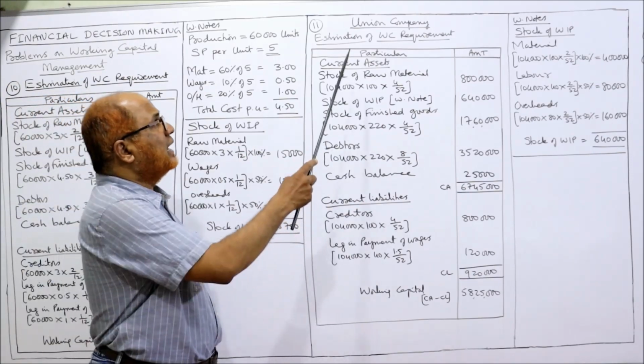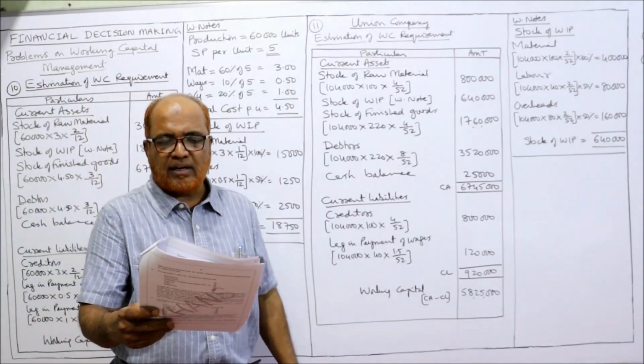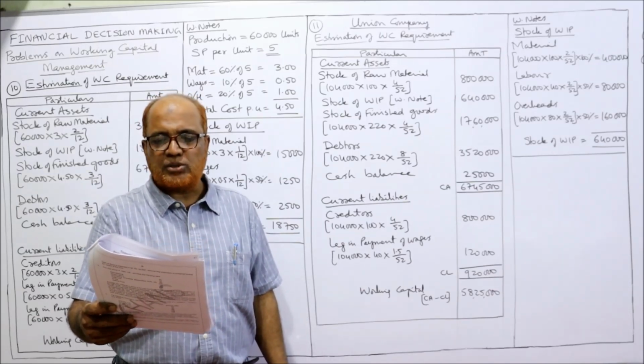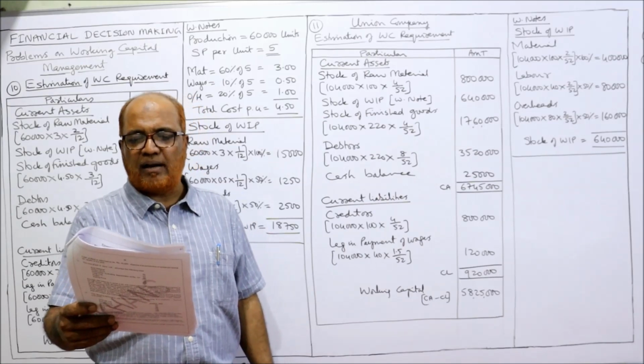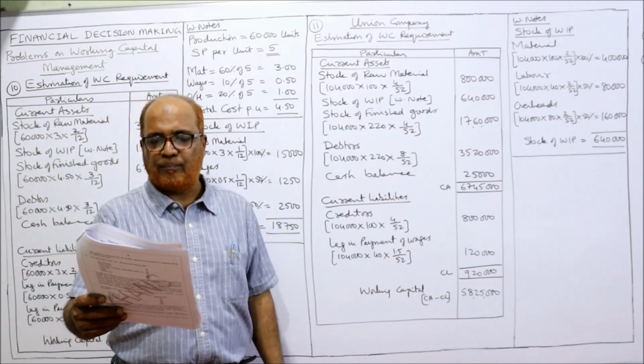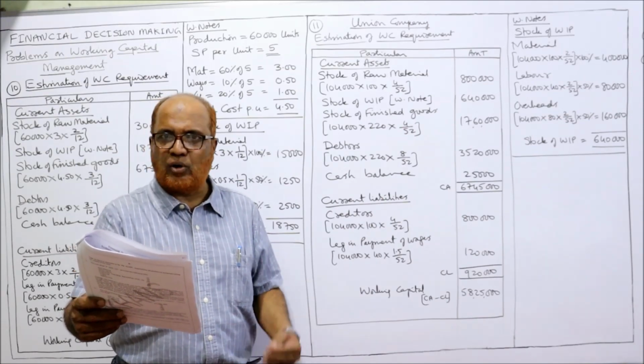Now problem number 11. See problem number 11. Prepare an estimate of net working capital requirement of Union company from the data given below. Estimated cost per unit: raw material 100 rupees, direct labor 40, overhead 80. Total cost 220. Then the following information is given. Selling price 240 rupees. We don't require that.